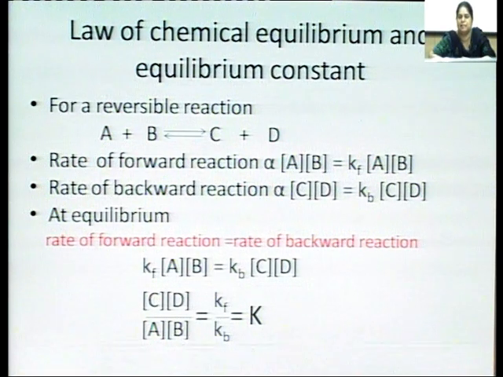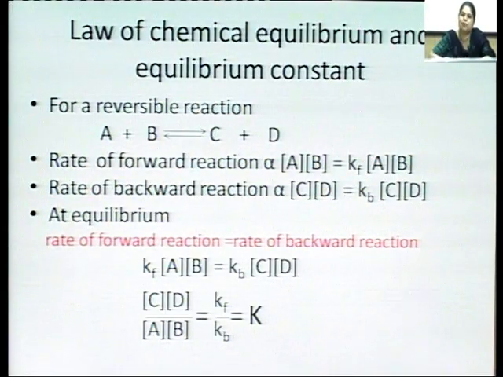Similarly, when we consider the backward reaction, C and D, both the products, will act as reactants. Then the rate of the backward reaction will be proportional to the concentration of C and the concentration of D, that means the product of the concentration of these two products. Now, if we remove the sign of proportionality here also, we get Kb into concentration of C into concentration of D. Here Kb is the rate constant for the backward reaction.